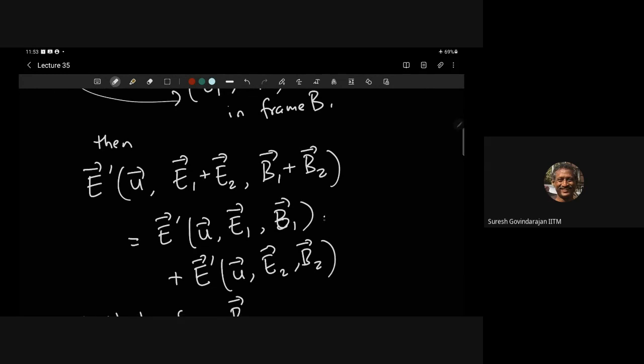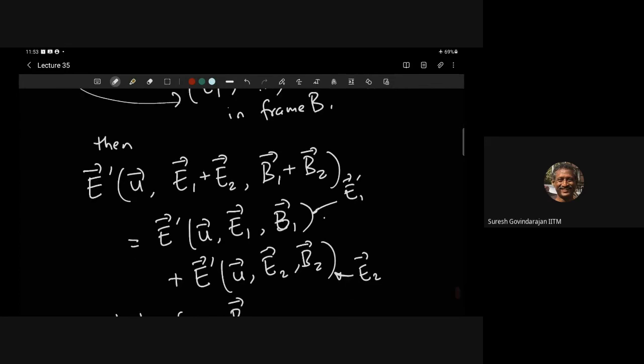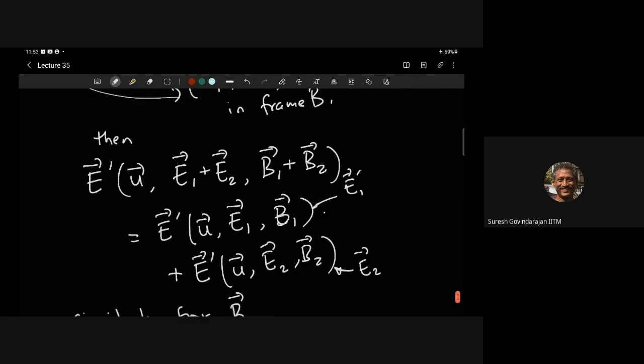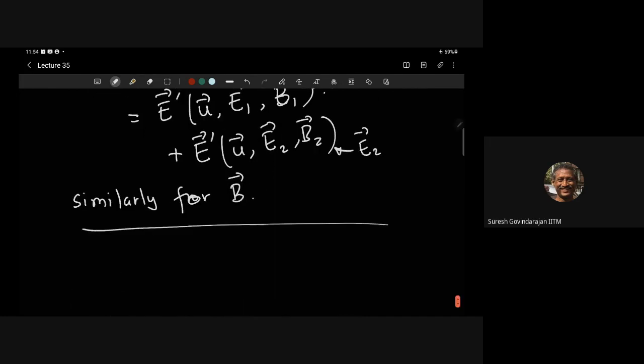So this is what we would have called E1 prime, and this is E2 prime. Oh, that is what I was asking. Yeah. Okay, sorry, I jumped one step. Because that formula is one formula, you just have to change its arguments. Similarly for B. Okay, so now these are the constraints that we have, and the claim is that these constraints are strong.